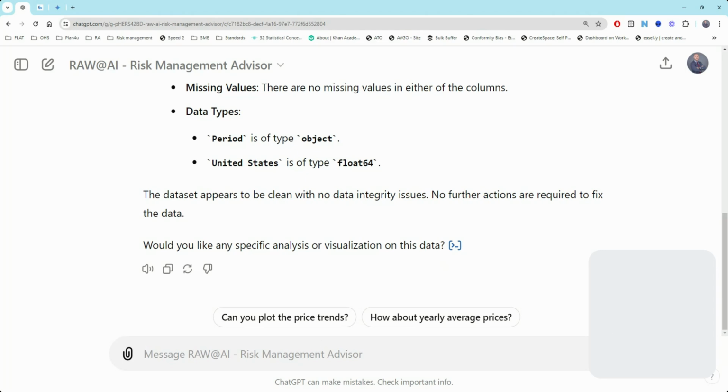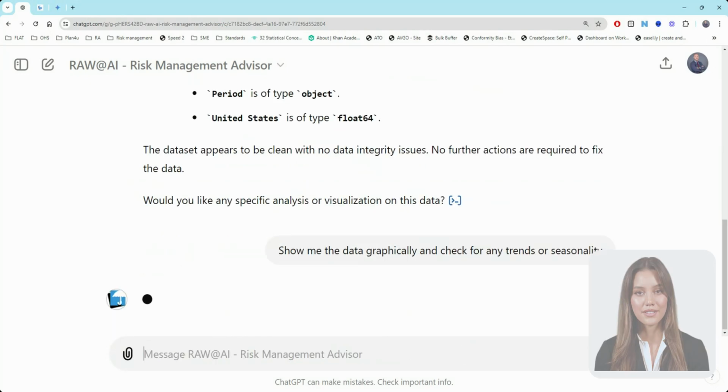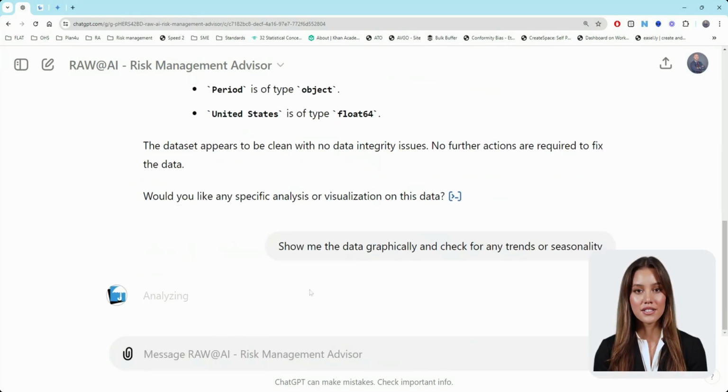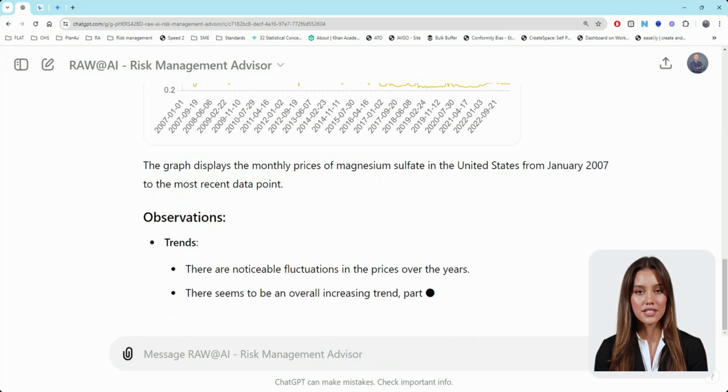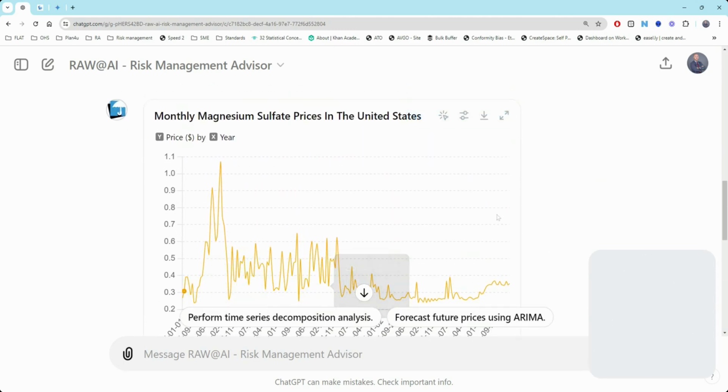For example, you can say, okay, show me the data graphically and check for any trends or seasonality. It's taking some time to do the analysis. Okay, not bad. So this is showing us the data from 2007 until the end of 2022.